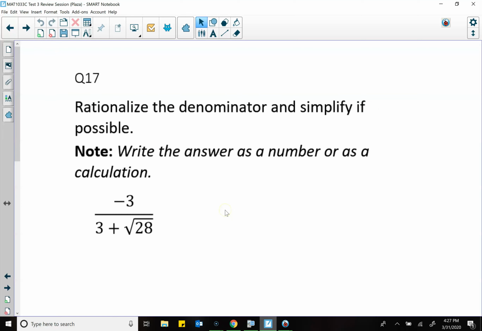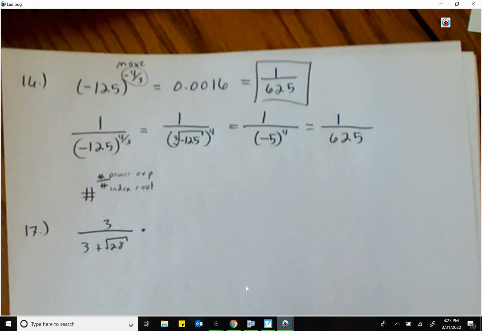So, question 17, this is coming from section 5.4, I believe, because we are dealing with rationalizing. So in order to rationalize this, you should have learned in section 5.4 that you need to multiply the top and bottom by the radical that is down in the bottom. However, because there is addition here, what you really need to multiply by is the conjugate of the bottom.